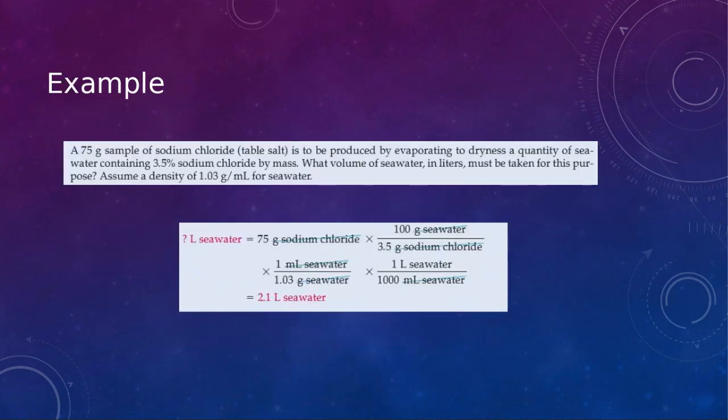Yes, we have an example. A 75 gram sample of sodium chloride, the stable salt, is to be produced by evaporating to dryness a quantity of seawater containing 3.5% sodium chloride by mass. What volume of seawater in liters, don't forget that this is liters, must be taken for the purpose? They have to give us the seawater density. Approximately, we can call that just one, the density of water.